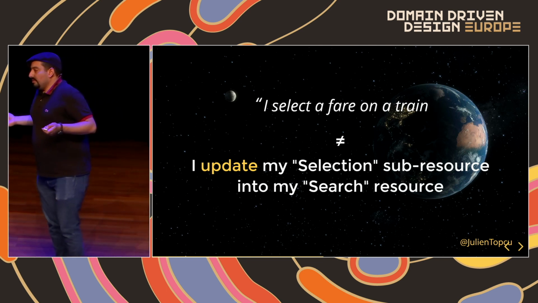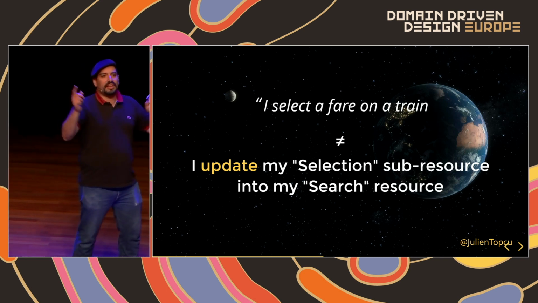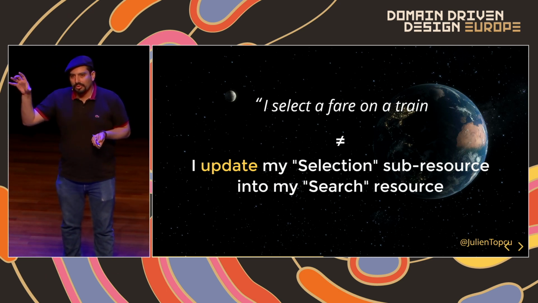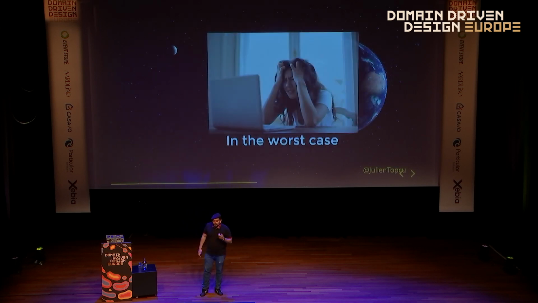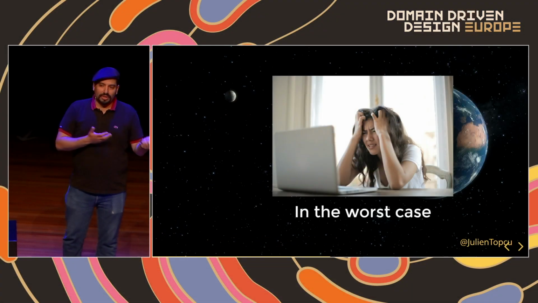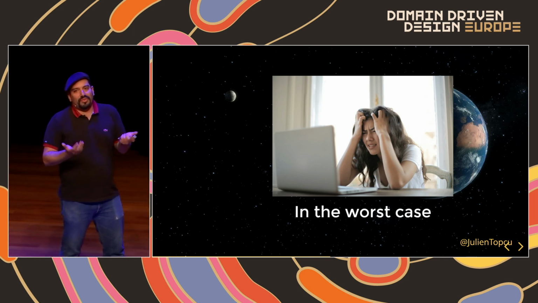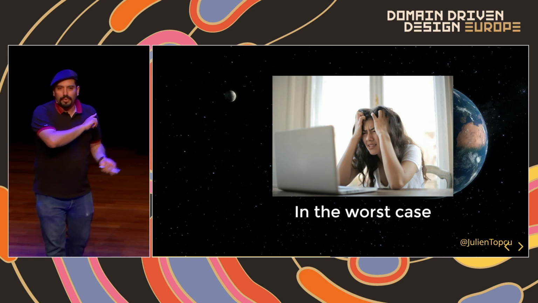And once again, the user wants to select a fare on a train. But your API says, OK, update a sub-resource selection in the search. This is not exactly the business intent, even though your domain has something, a domain service, for example, which helps you to select a fare on the train. And doing such REST APIs, in the worst case, if you don't have a UX researcher and the domain might not be trivial, you can have a really bad user experience because it will be driven by the API most of the time. But don't worry, that doesn't happen much.